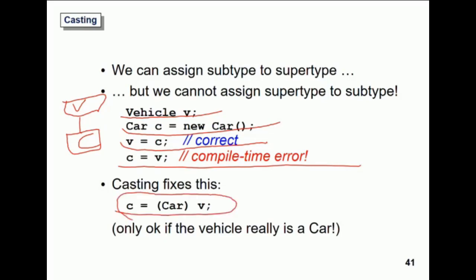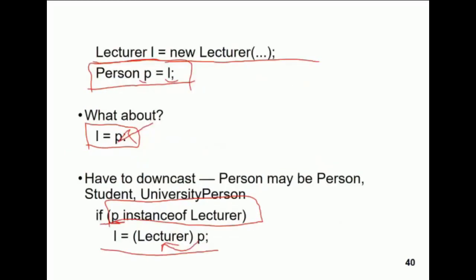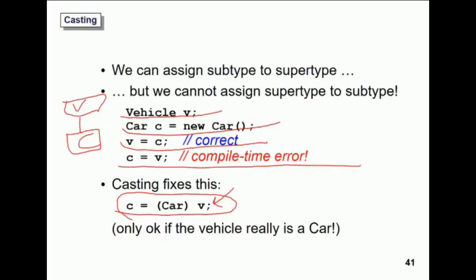You need to first of all check what's in V. You need to check, is V an instance of car? Like we did here. So here we did if P is instance of lecturer. So here you need to do if V is instance of car, then C is equal to V casted down to car.